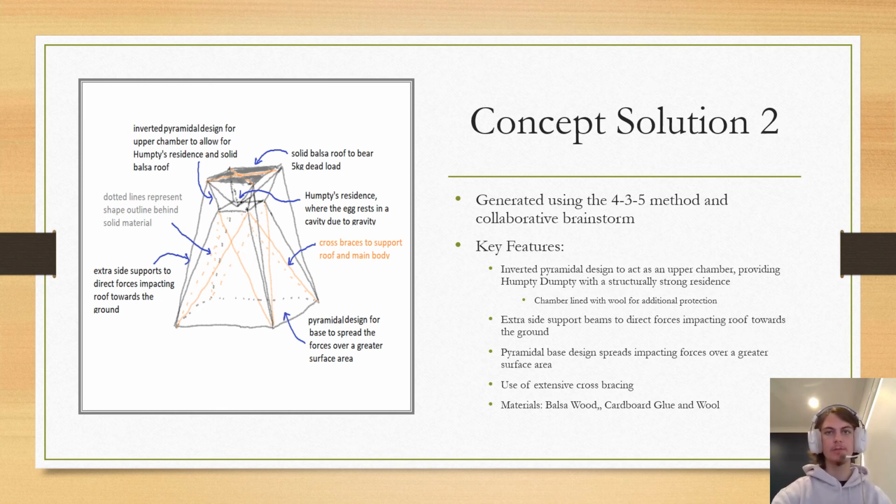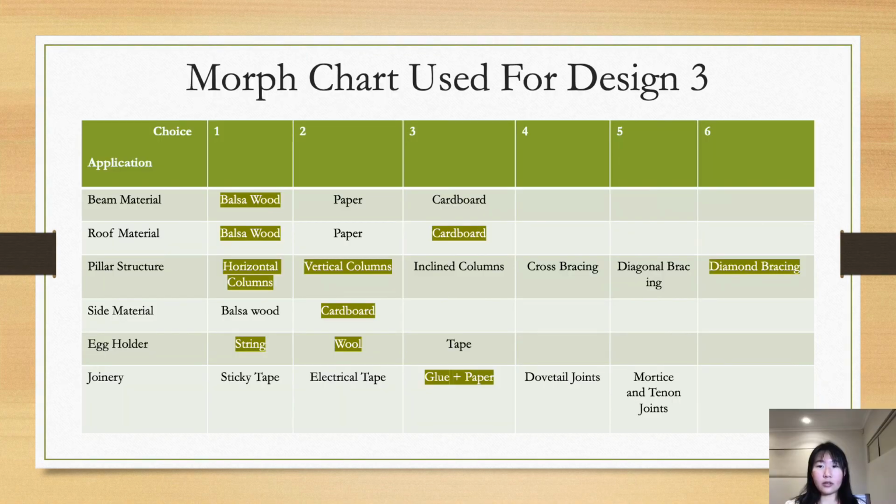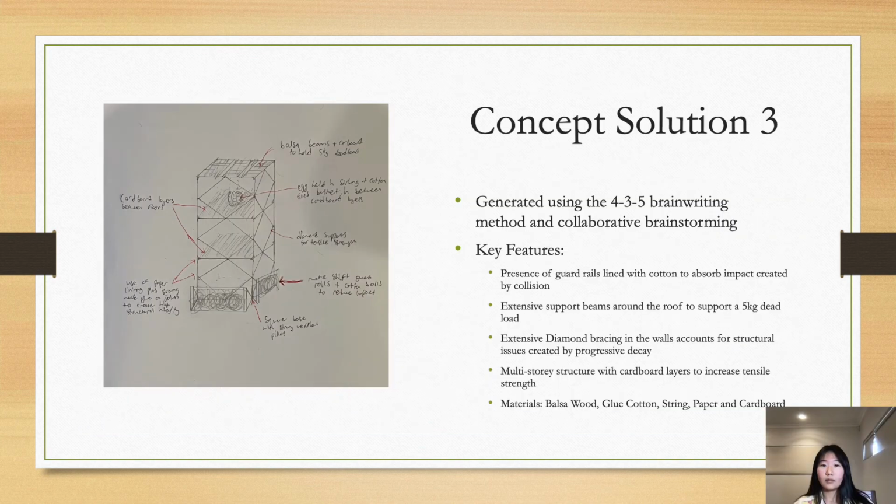Now on to Maggie, who will discuss our third solution and our next steps. Hi, I'm Maggie. I'm going to introduce the last concept solution to you, and this is the morph chart for design 3. After collaborative brainstorming, the use of the 435 brainwriting method within our group, concept solution 3 was created. As another alternative to solutions 1 and 2, it features a solid square base with vertical pillars splitting up, which allows for the use of diamond bracing in the walls.